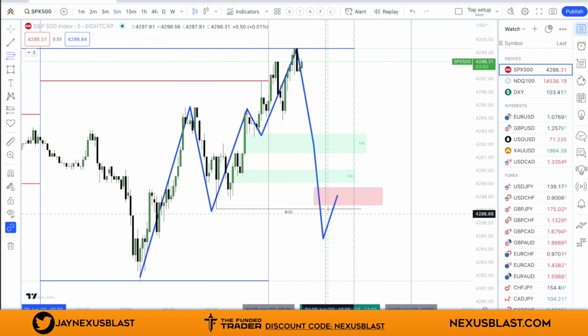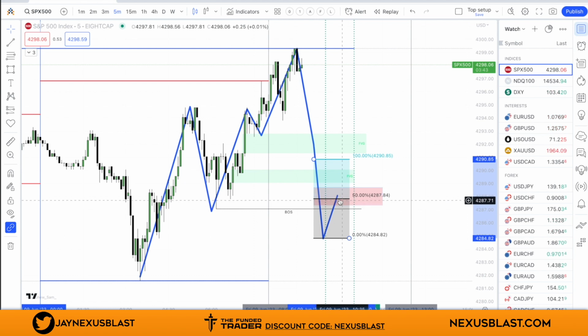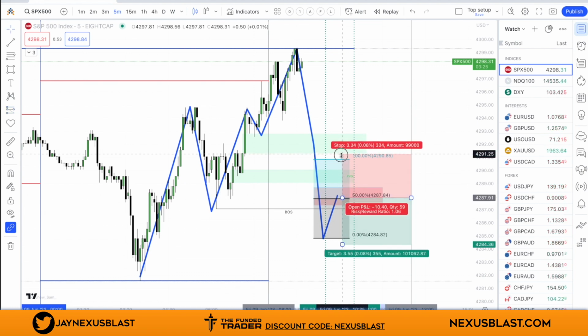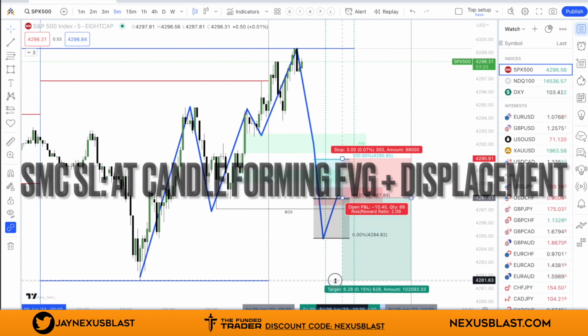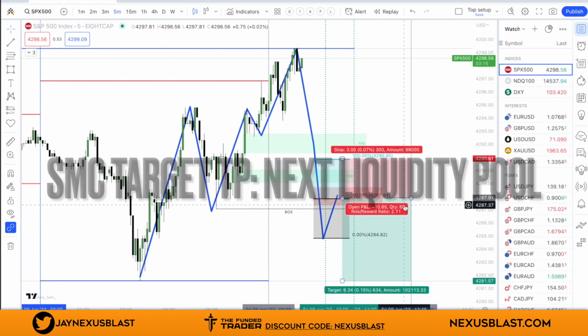And in a perfect world, you're pulling a fib from that candle and you're entering at least a 50% level from the high to the low, and this is your perfect entry to catch the market, and you would have the setup form like this. This would be the candle high all the way to the next liquidity pool that would be over here, and you would have a risk to reward of 2.